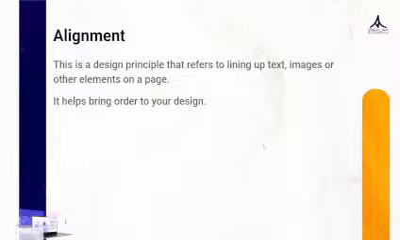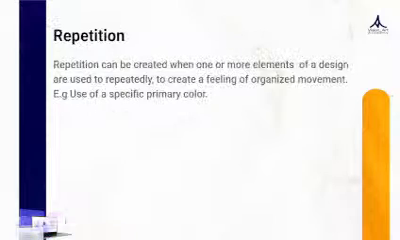Okay, you having a design like this, this text is starting from 0, this one is starting from 20, and they're supposed to be aligned. So there's no kind of any order in your design. So that's about alignment. So we have repetition.